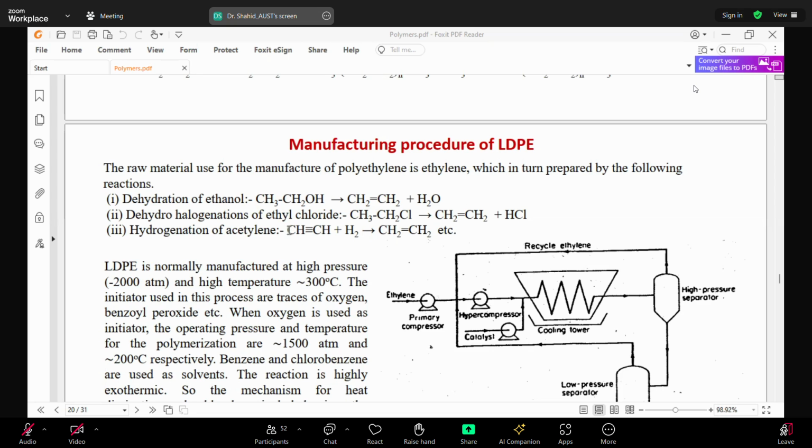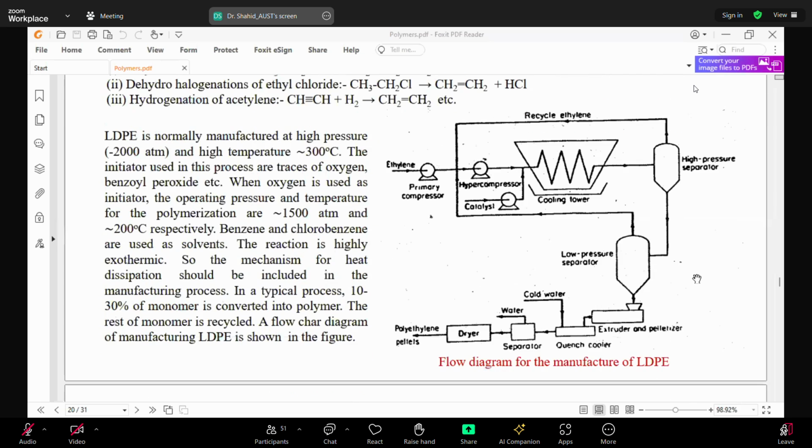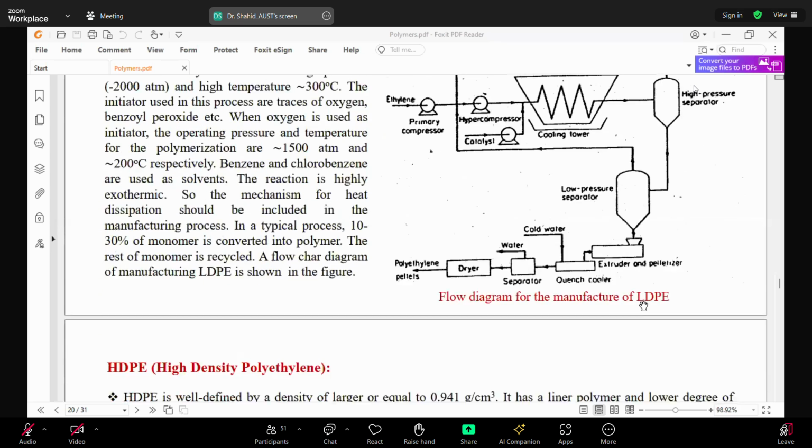In the case of general hydrogenation, acetylene reacts with hydrogen to produce ethylene, and this ethylene will be spontaneously converted to ethane. But if we use the controlled hydrogenation, then we can get ethylene from the acetylene. And this is a schematic flow sheet diagram for the manufacturing of LDPE.